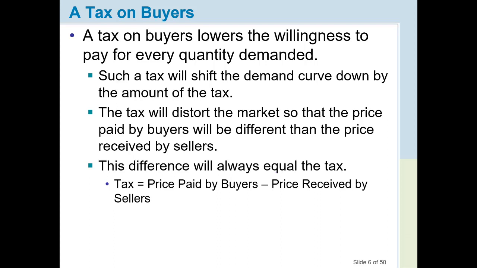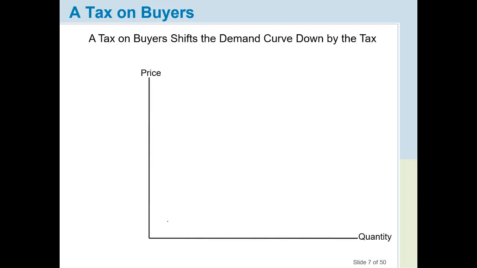That will then distort the market, so the price paid by buyers is different than the price received by sellers. The buyers pay the price with the tax included. So then what the sellers receive is what the buyers paid minus the amount of the tax. So again, we have a tax wedge in here. The tax is the difference between what the buyers pay and what the sellers receive. Tax wedge is one term for this analysis. Let's look at that in the graph, shall we?